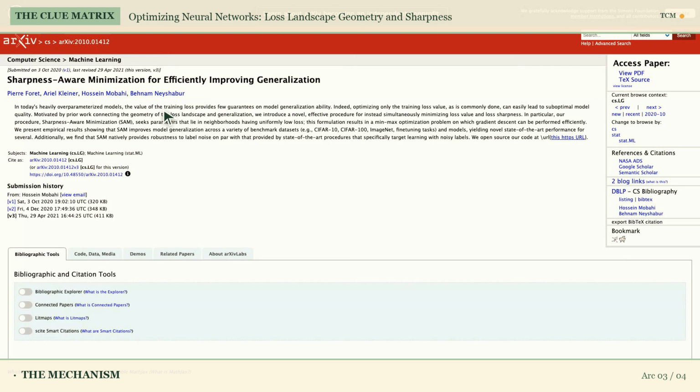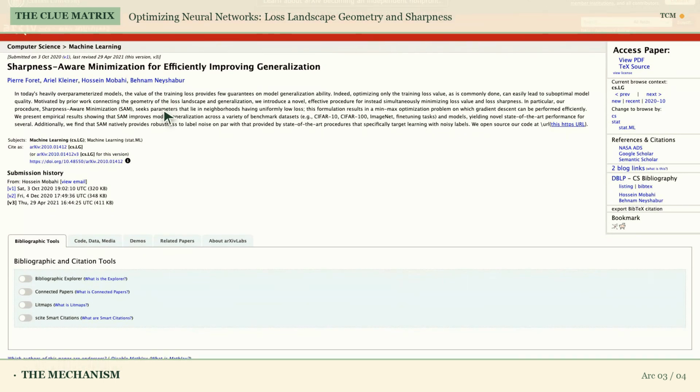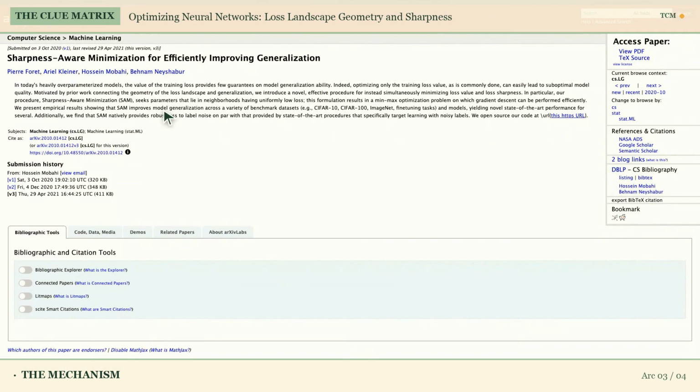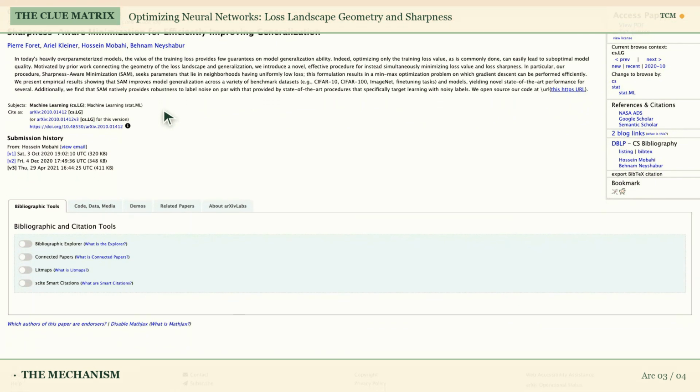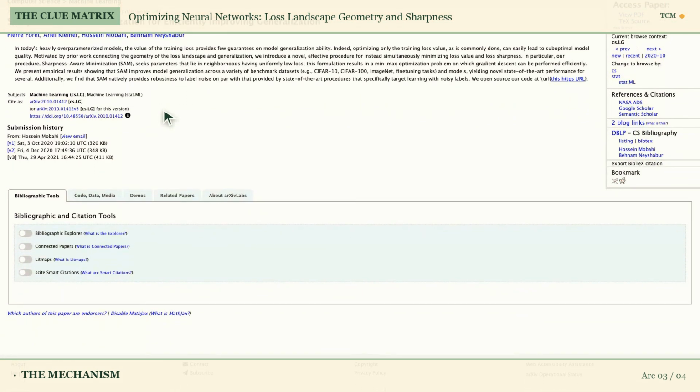Before we dive into how SAM works, let's concretely define sharpness in this context. The paper states that for a given set of parameters W, its sharpness is defined as the largest increase in loss within a neighborhood of W, of radius ρ. So it's about how much the loss can increase if we perturb our parameters slightly within a certain boundary.